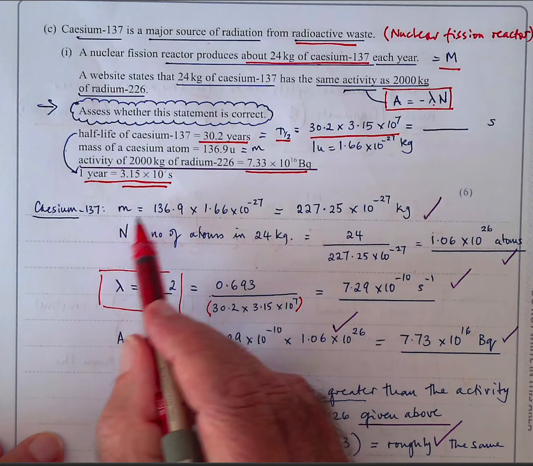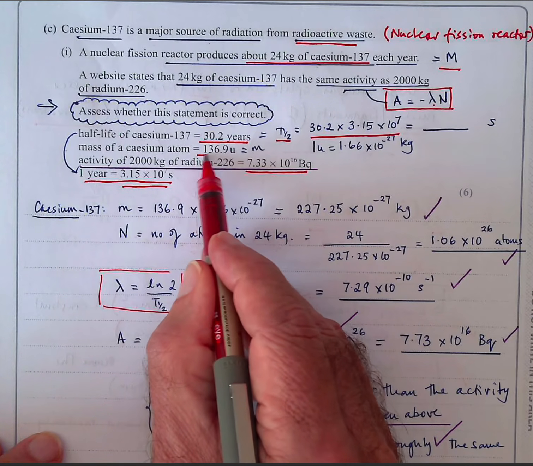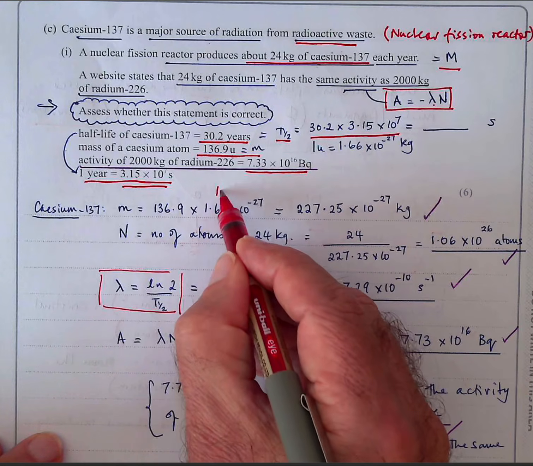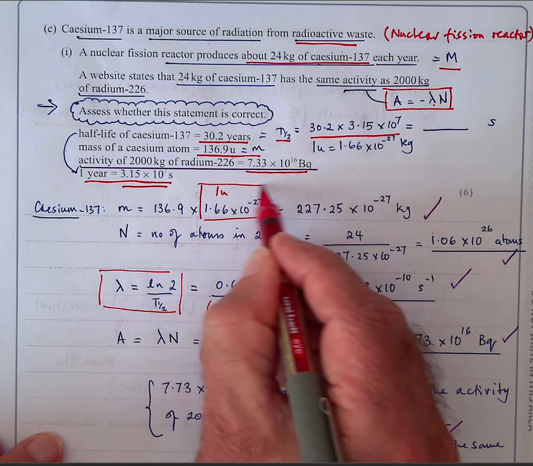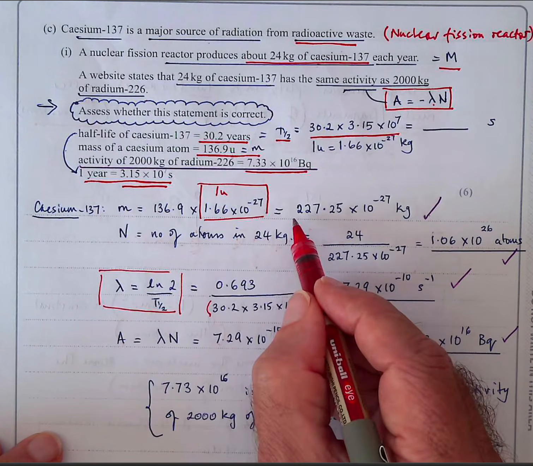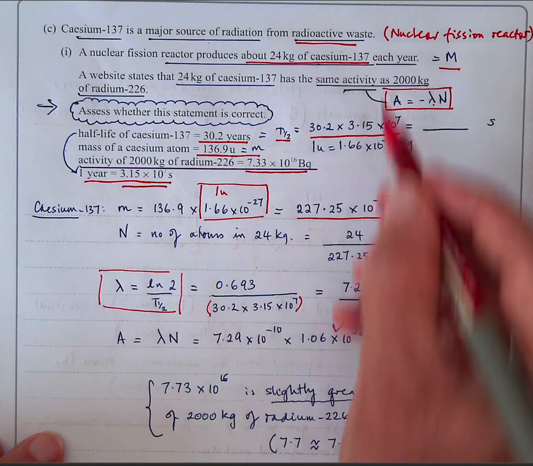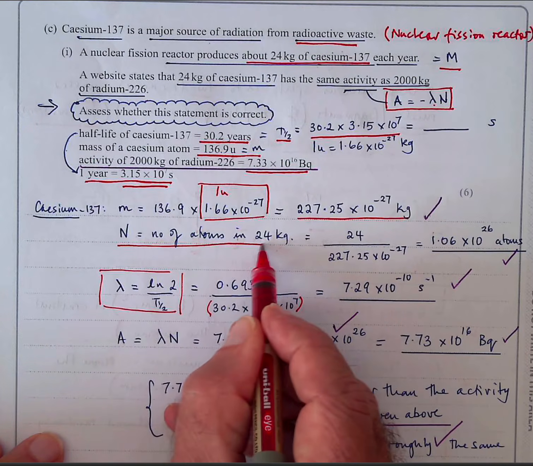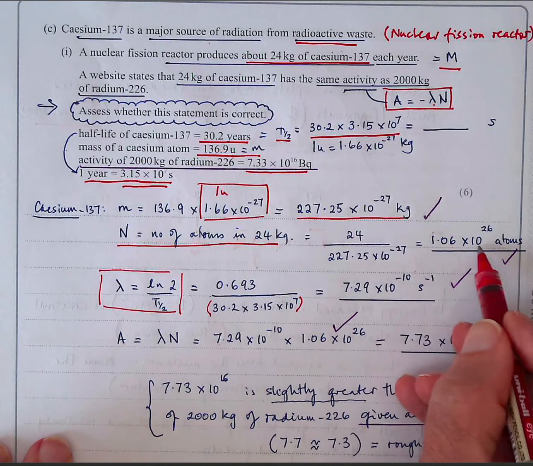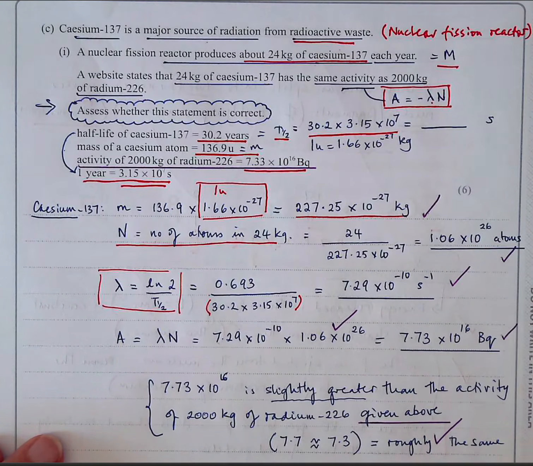So we know that the mass of one cesium has 136 units, and we know 1 U is equal to this value in kilograms, 1 atomic mass unit. So the mass of 1 cesium atom in kilograms is that. And we've got 24 kilograms of it, so we can work out how many atoms of cesium we have in 24 kilograms. Divide this by the mass of 1, and you get how many atoms there are. So in 24 kilograms, you've got 1.06 times 10 to the 26 atoms.